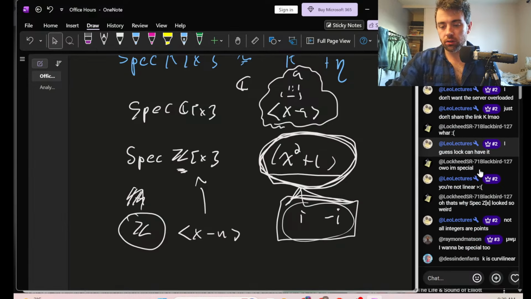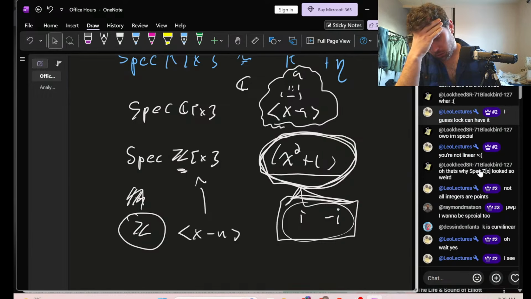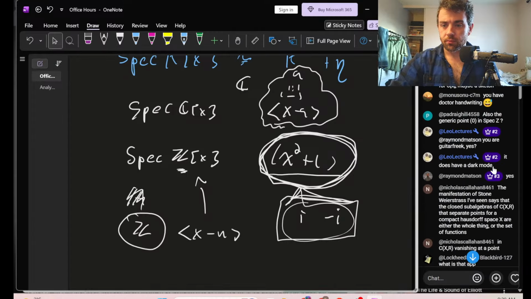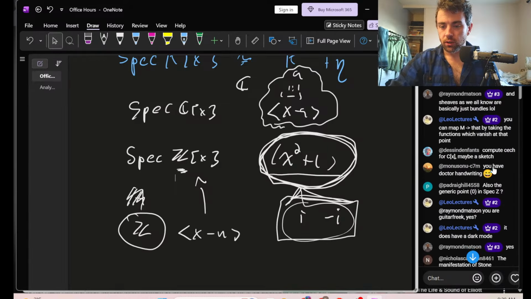Oh, not all integers are points. Right, not all integers are points. Yes, actually, that is true. Wait a second. Yeah, I think that's true. Boy, we're real behind stream now, which is the goal. It's always a goal. The generic point 0 in Spec Z. Yes.